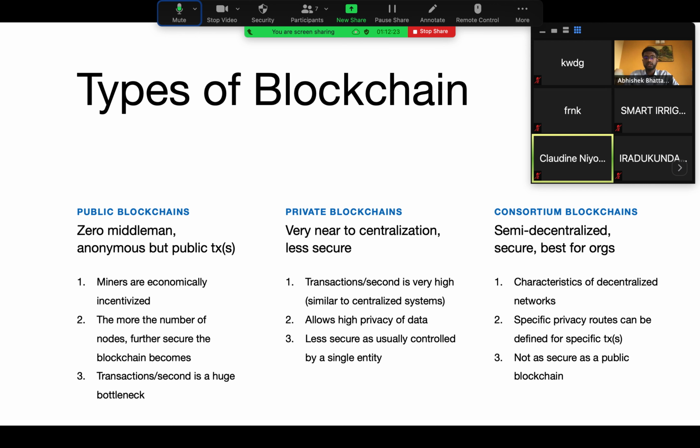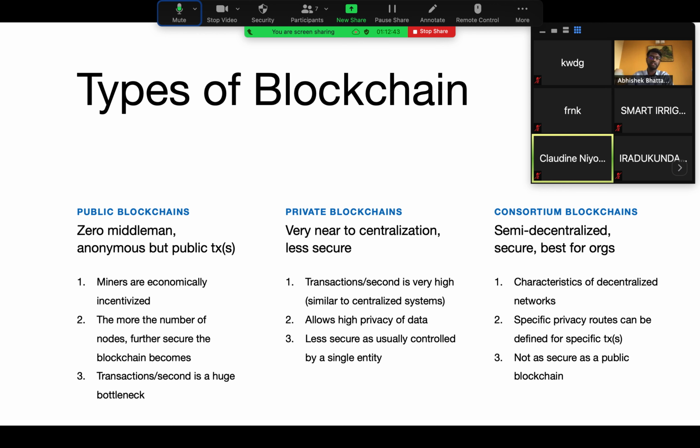On the other hand, let's take a look at private blockchains. Again, a very subpar kind of blockchain, I personally believe as well. Very near to centralization. It is very less secure because the number of nodes is very limited in such a blockchain. However, some positive points are that in such a scenario, transactions per second is very high, similar to centralized systems.